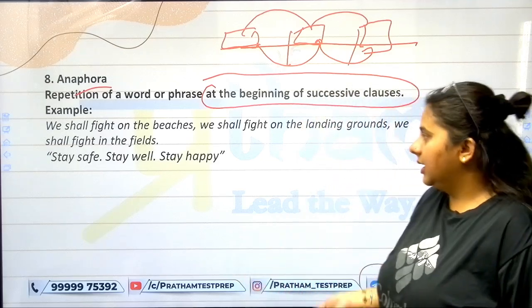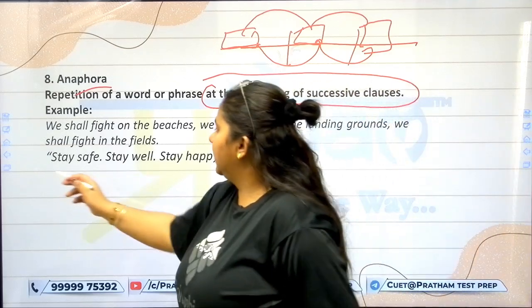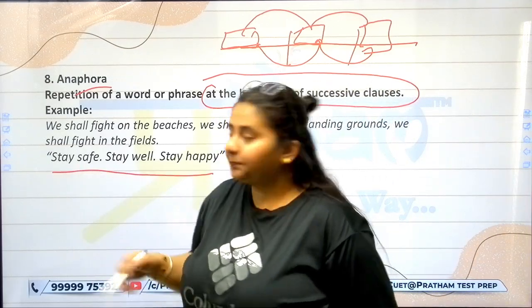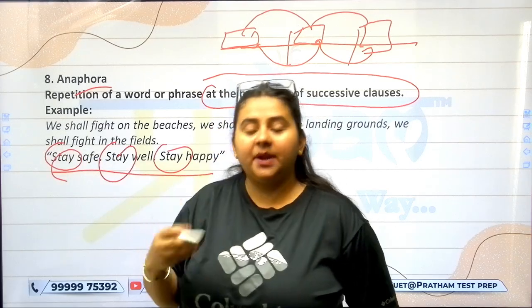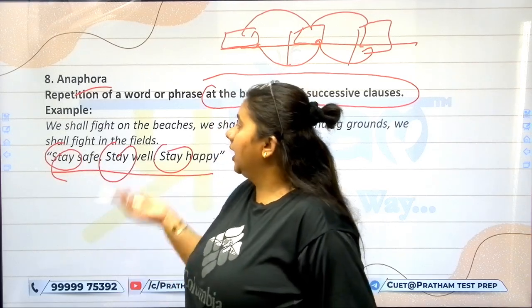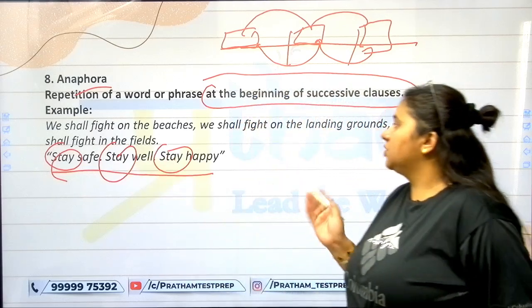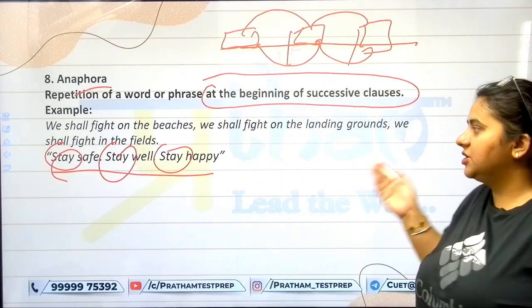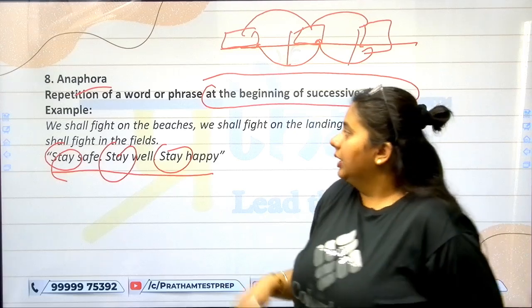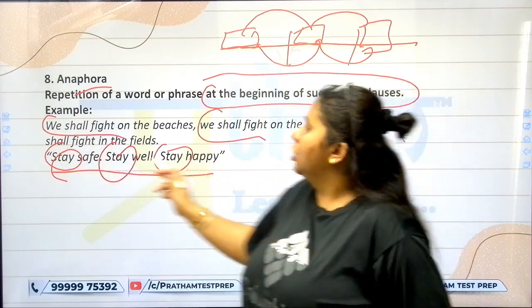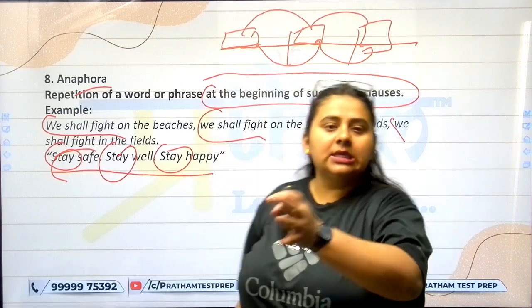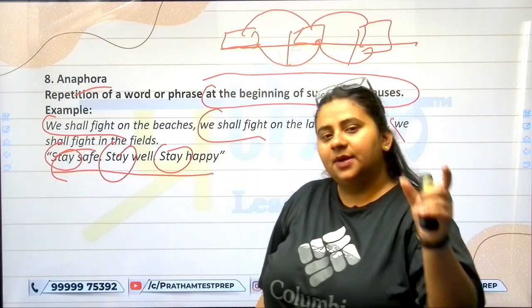Like, it's given, stay safe, stay well, stay happy. Now, in the starting, stay is given, which is repeated and is similar. Similarly, we shall fight on the beaches, we shall fight on the landing grounds, and we shall fight in the fields. Now here, we shall fight is what? Repeated everywhere. So that clause.